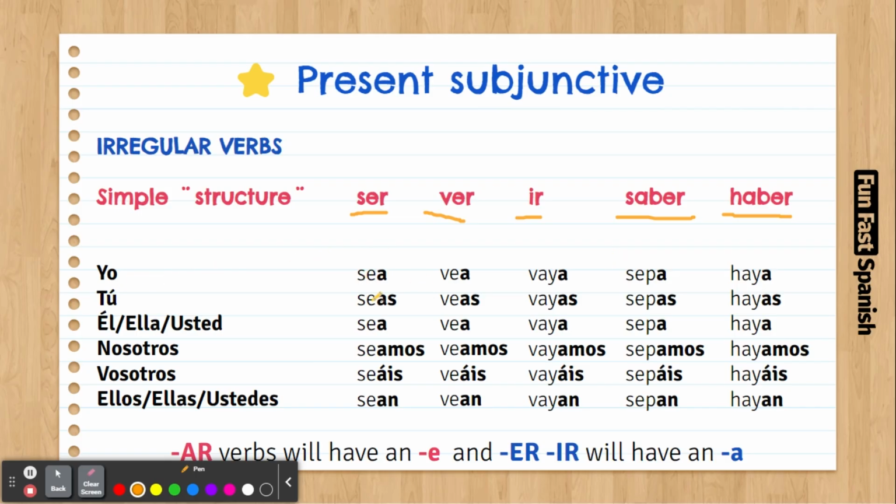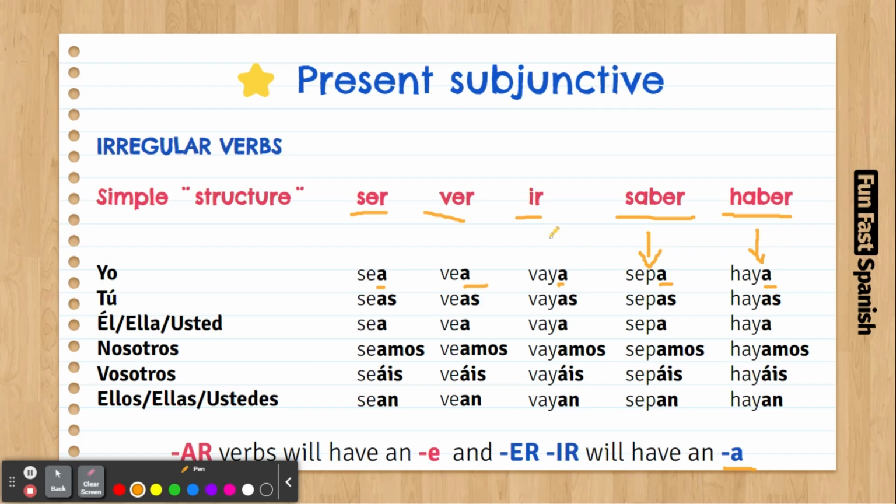So, yo sea, tú seas, él sea, nosotros seamos, yo vea, tú veas, él vea. As you can see, all of them end with an A. All the irregular verbs in subjunctive have the A. Seas, veas, vayas, sepas, hayas, seamos, veamos, vayamos, sepamos. So these endings are pretty much the same. They have the same A. But you can see that their roots are kind of weird. Vaya, sepa, haya. So these verbs, you have to learn them by heart one by one, I would say.